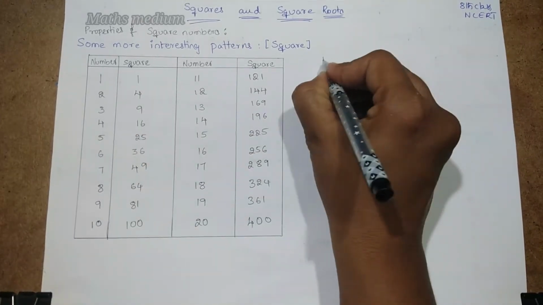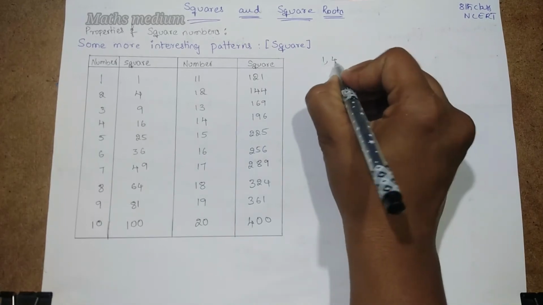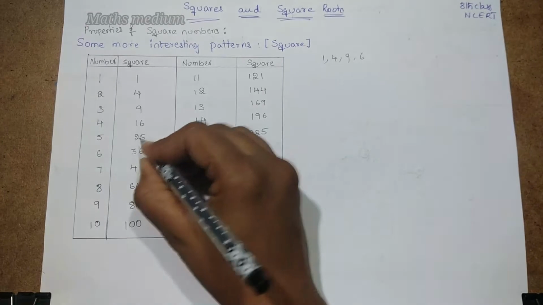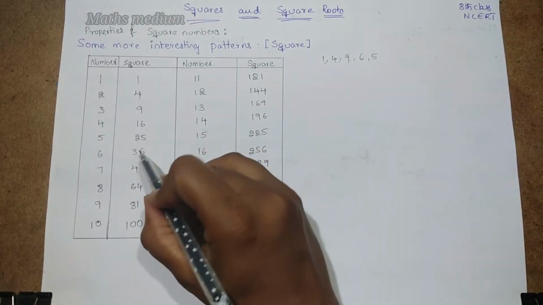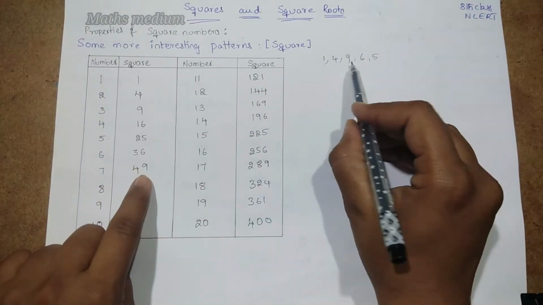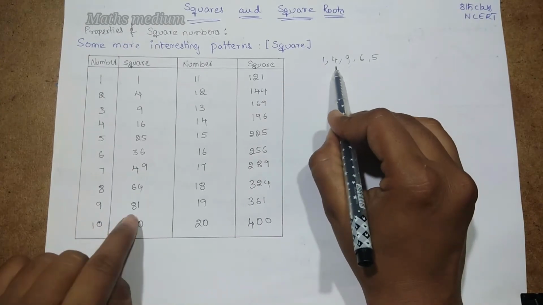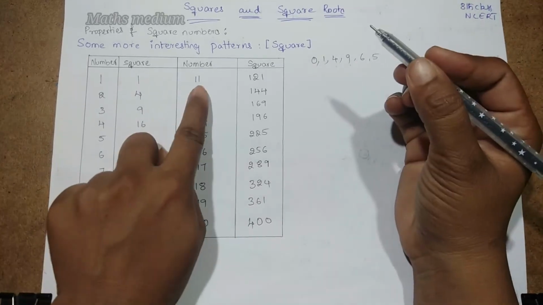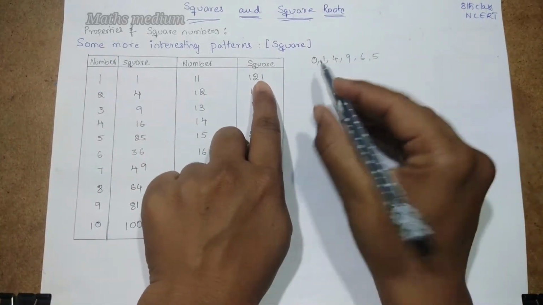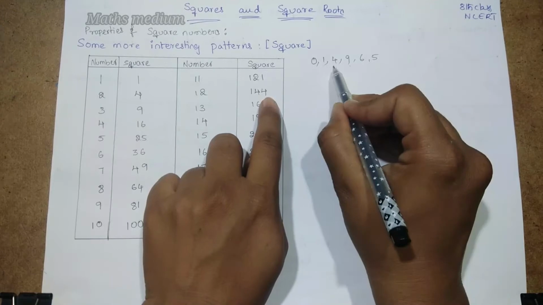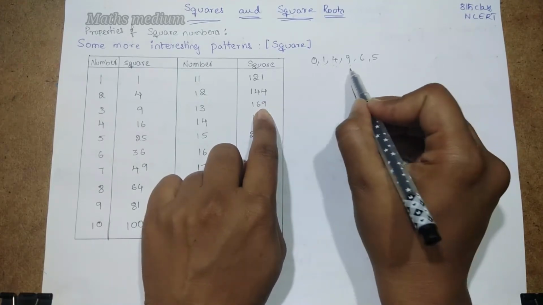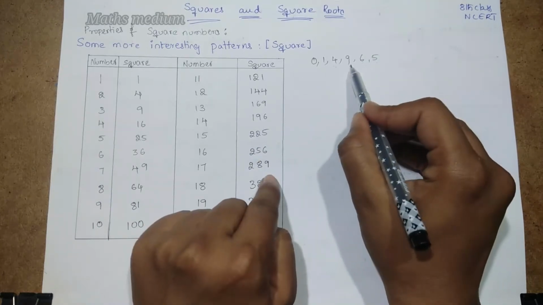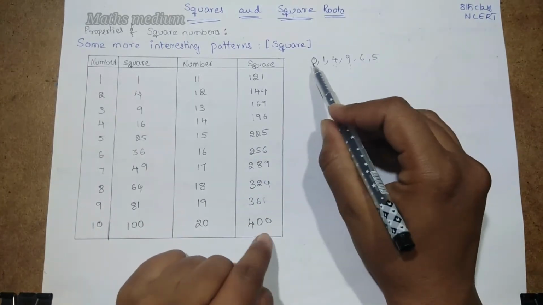Here we get 1, 4 and 9, 6, 5. Again we get 6 here. Again we get 9. Again we get 4. Again we get 1. Here we have to add 0. Next, here 11 and we get 121. It is 1, 144, 4. Again in the ones place we get 9, 6, 5, 6, 9, 4, 1, 0.